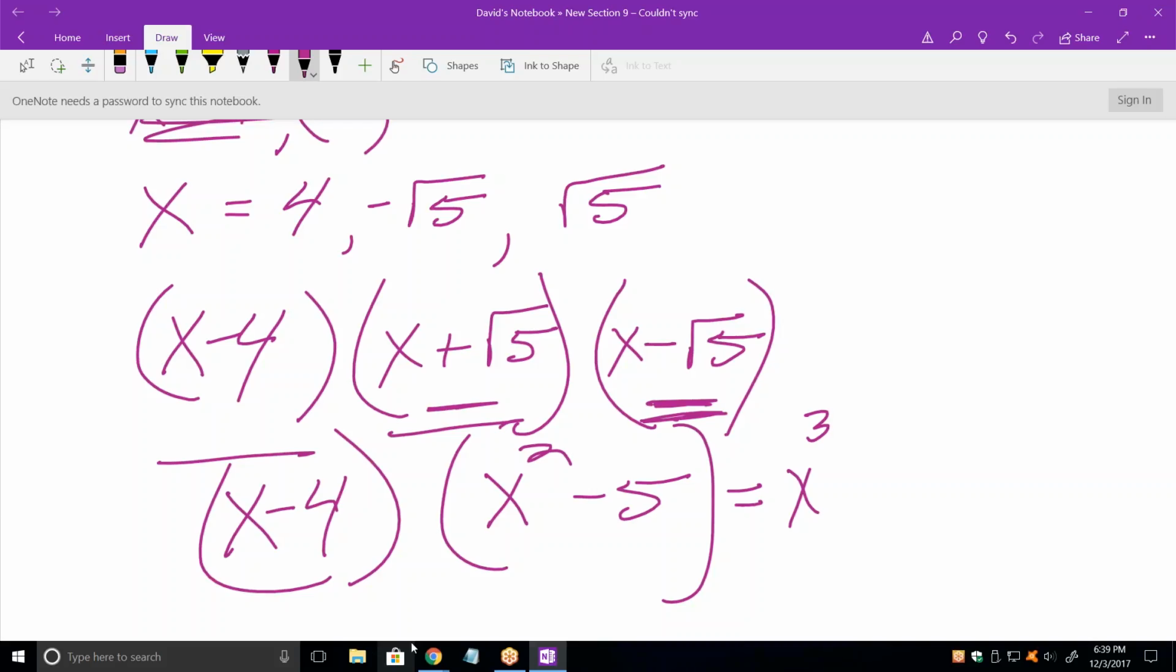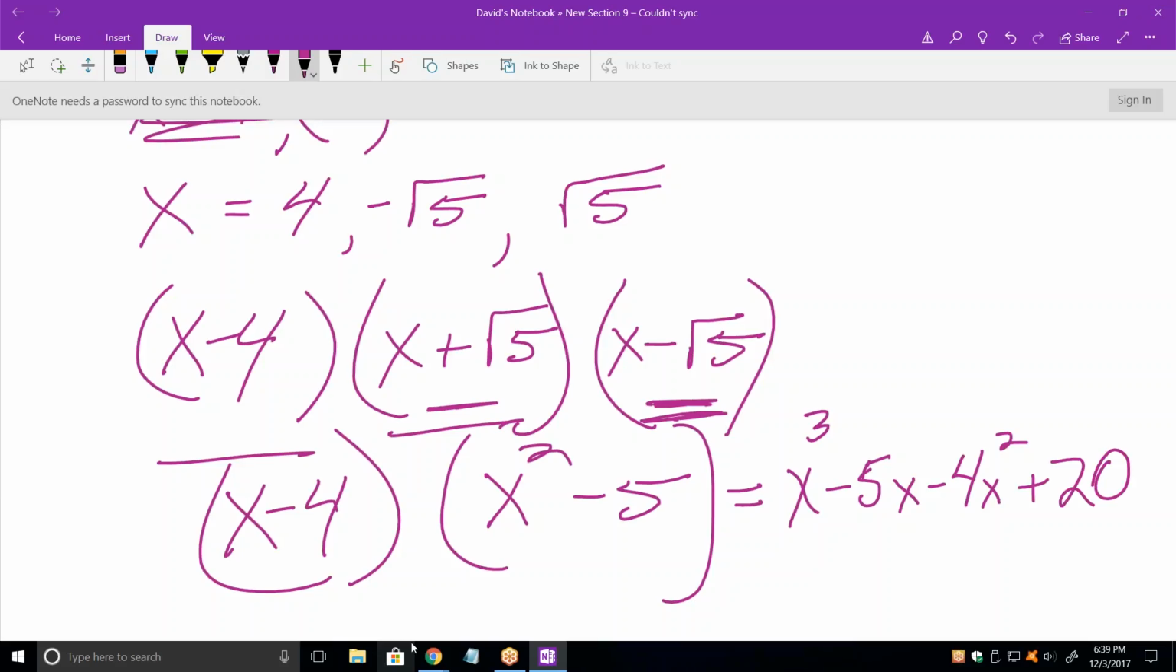And then first by outside. So x times -5 is -5x. And then -4 times x squared is -4x squared. And then -4 times -5 is +20.